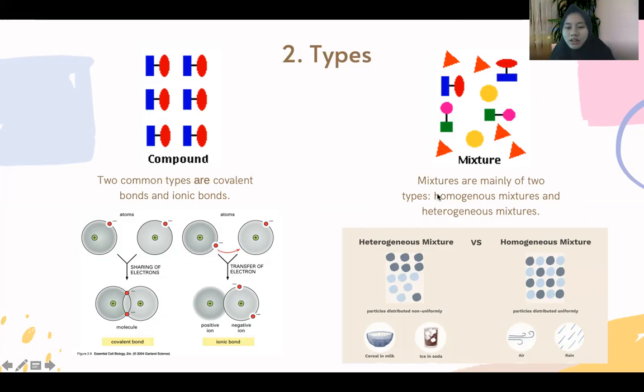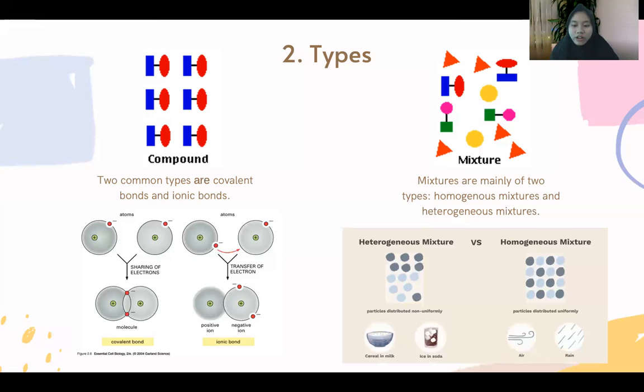For the mixture, the types of mixture are homogeneous mixture and heterogeneous mixture. For the heterogeneous mixture, particles are distributed non-uniformly, like cereal in milk and ice in soda. We can still see how the particles are mixed. Like, we can still see the difference between cereal and milk when they become a mixture. For the homogeneous mixture, the particles are distributed uniformly, like air and rain.